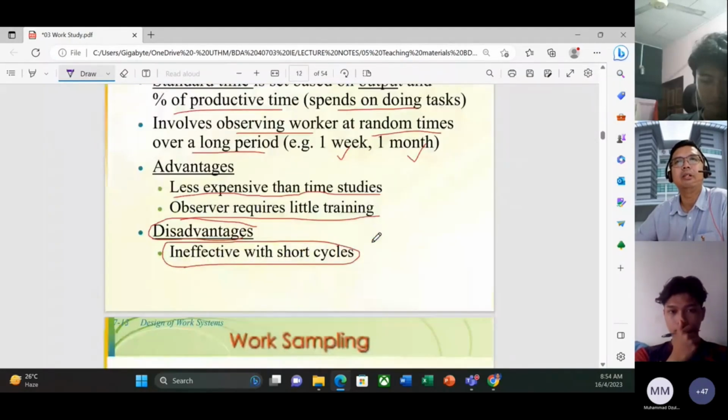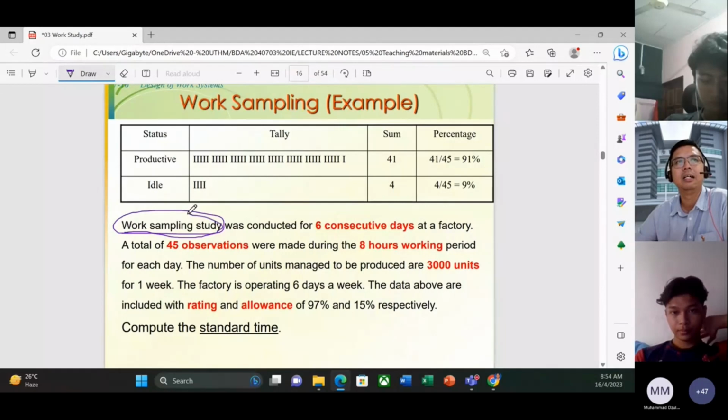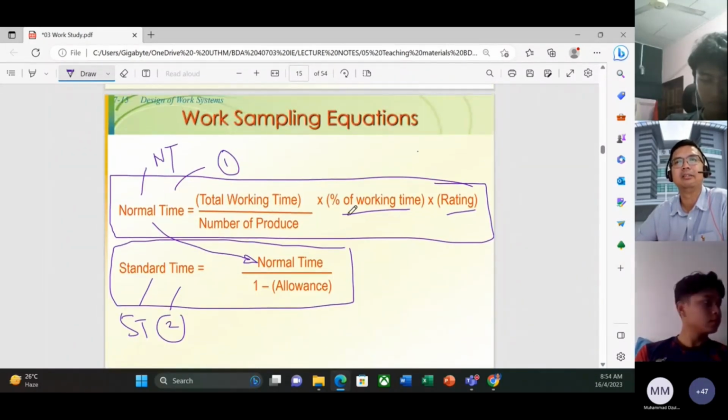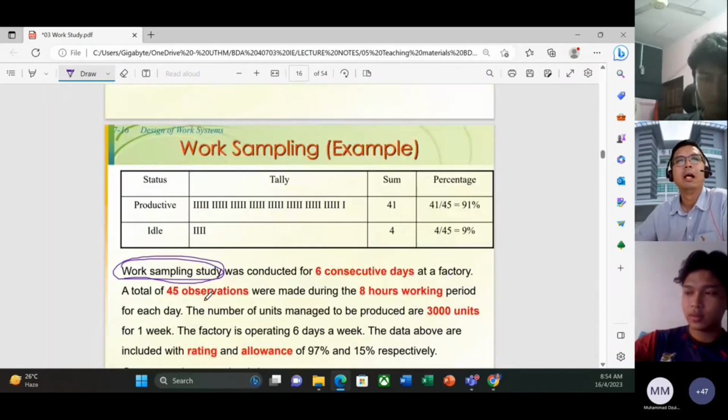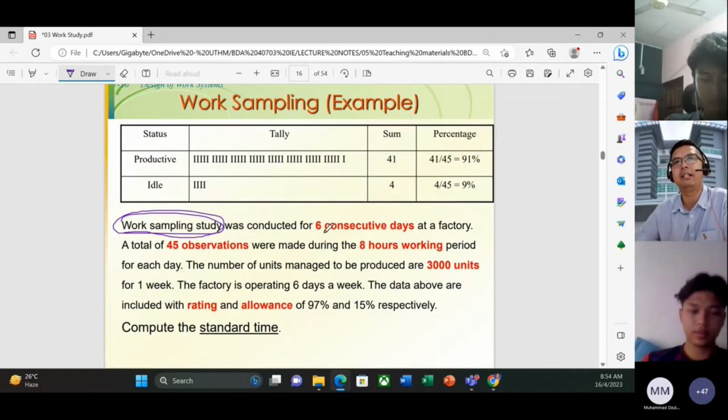And then for work sampling, when we get a work sampling study, it is totally different in order to calculate the normal time. And I think the standard time formula is the same for the time study and work sampling. Okay, they give you that a work sampling study was conducted for 6 consecutive days at the factory. Please remember, a total of 45 observations were made during the 8 hour period for each day.